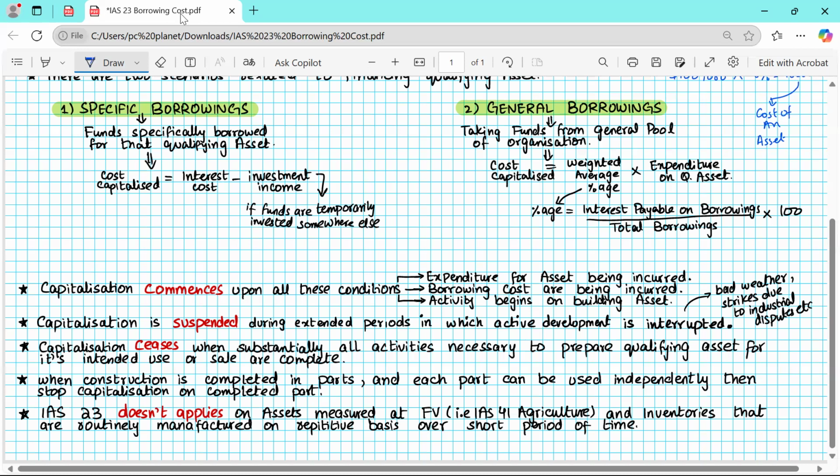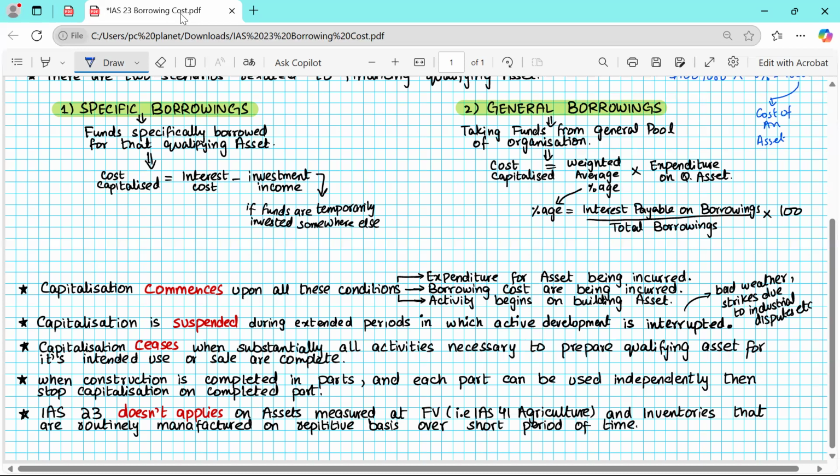Expenditures are started being incurred, borrowing costs are being incurred, activity begins on the building asset. Borrowing costs being incurred means that, let's say you have started the construction, but you haven't taken out the loan yet. So let's say you started the construction, but you took out the loan after 3 months. Only when you took out the loan are the borrowing costs being incurred, right? So you have to start the capitalization from that period. If all these three conditions are met, only then will you start the capitalization.